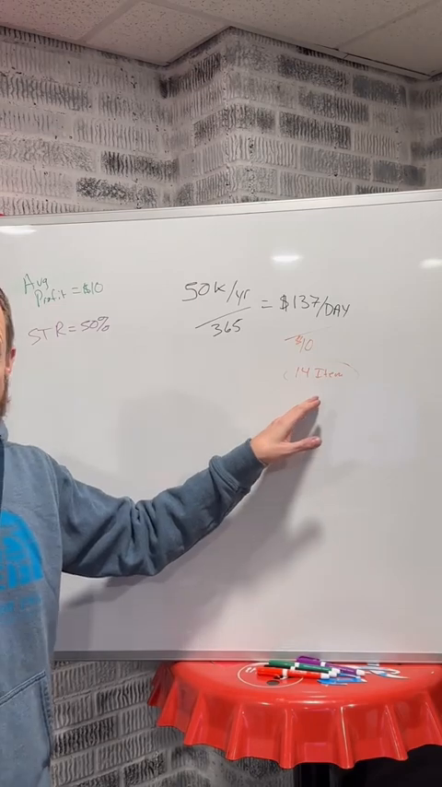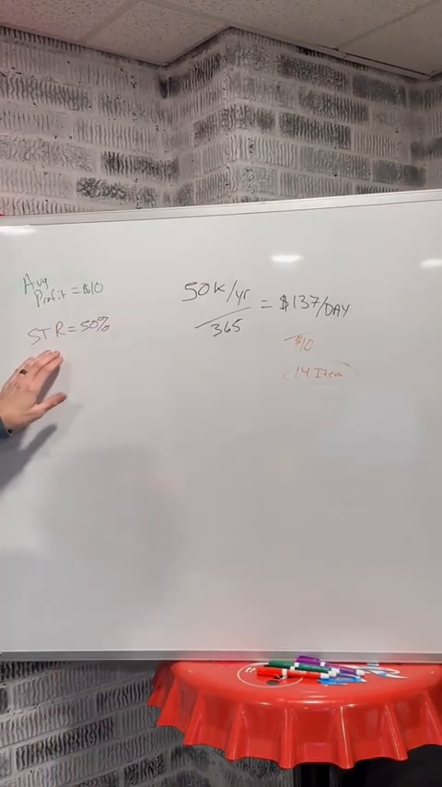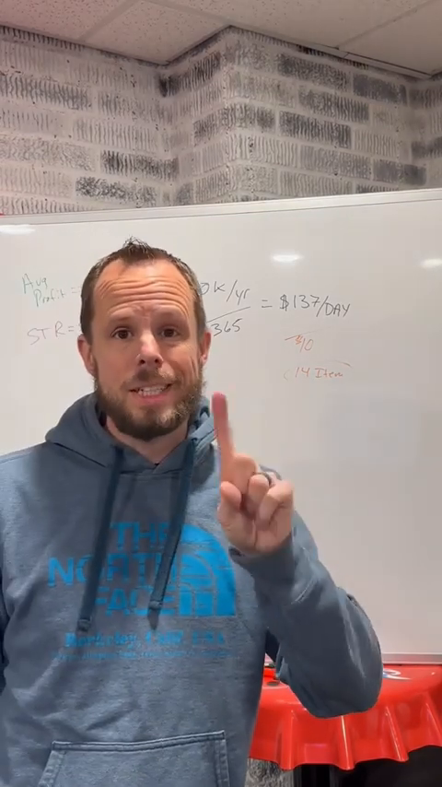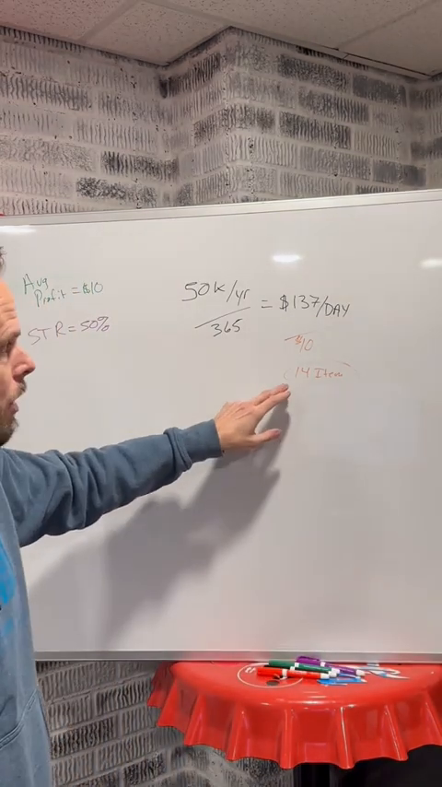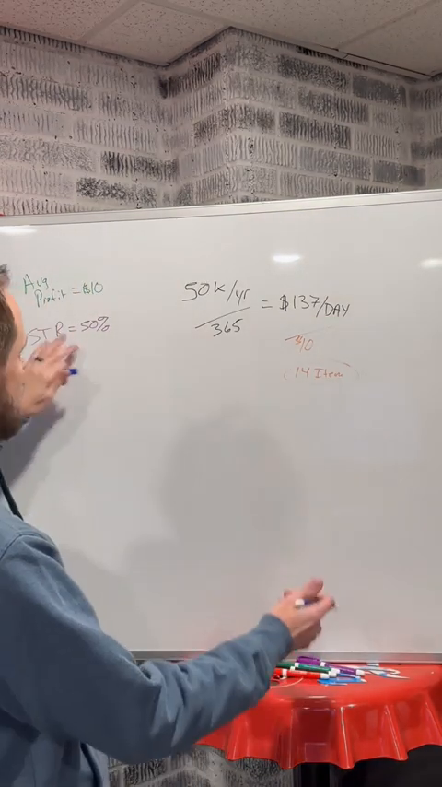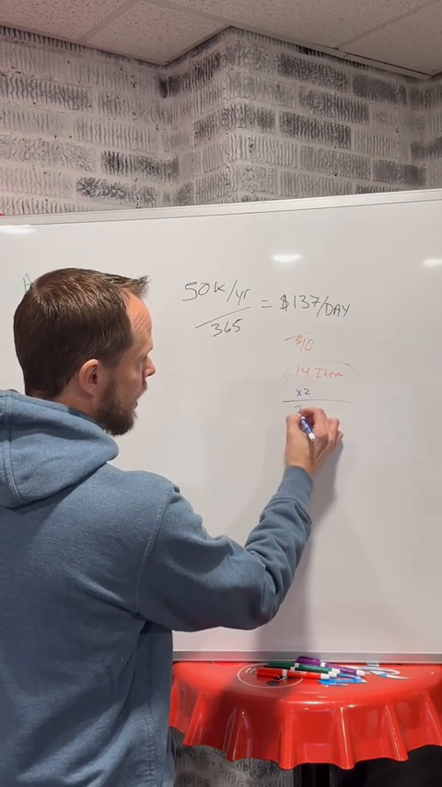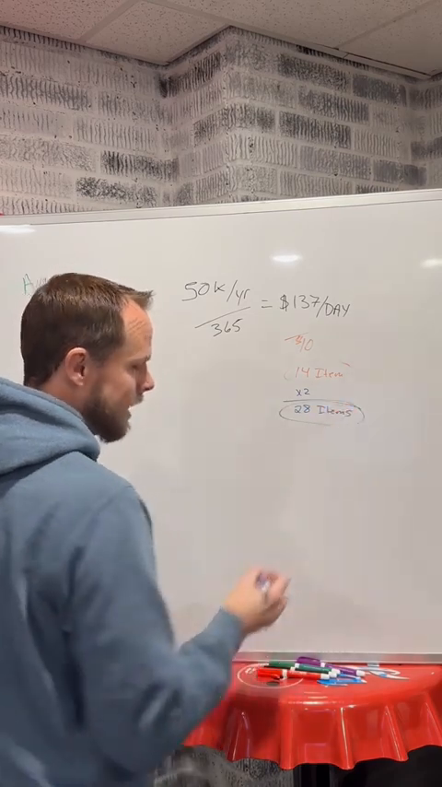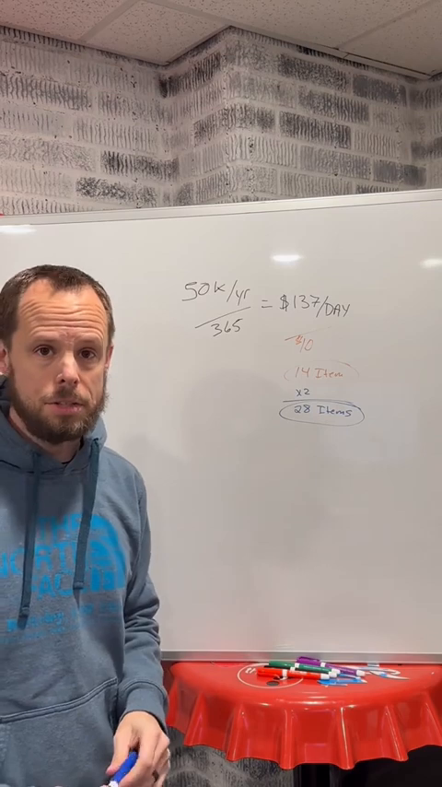So that seems doable, 14 items a day. But here's the catch. We got to go back to our sell-through rate. Our sell-through rate's 50%. What that means is for every item we sell, we have to list 2 items. So we actually need to multiply 14 by 2 and get 28 items is what we have to list every single day to make $50,000 a year.